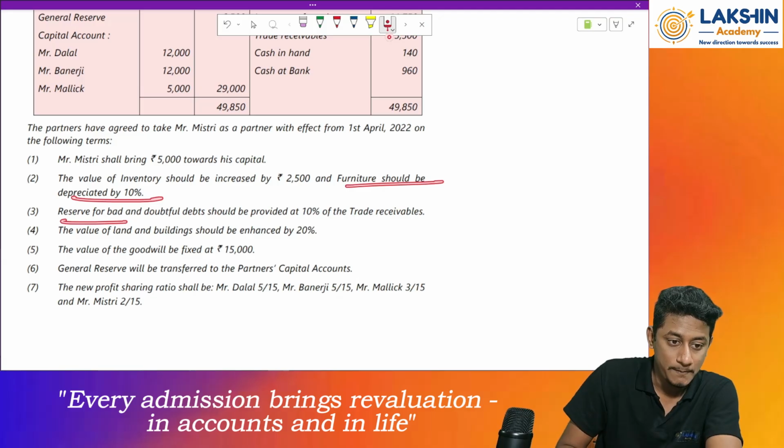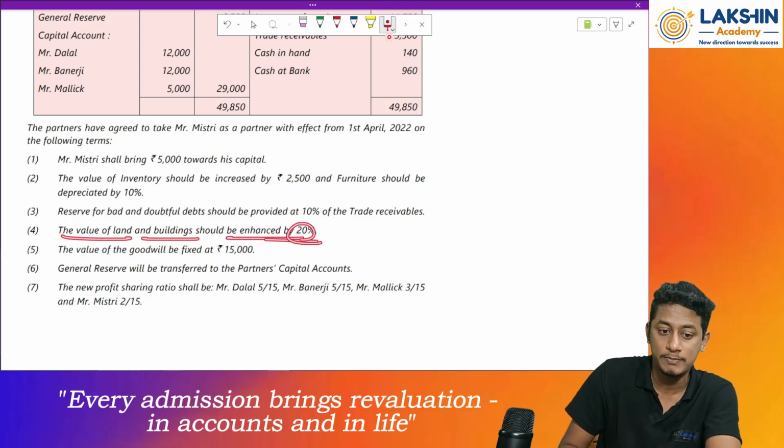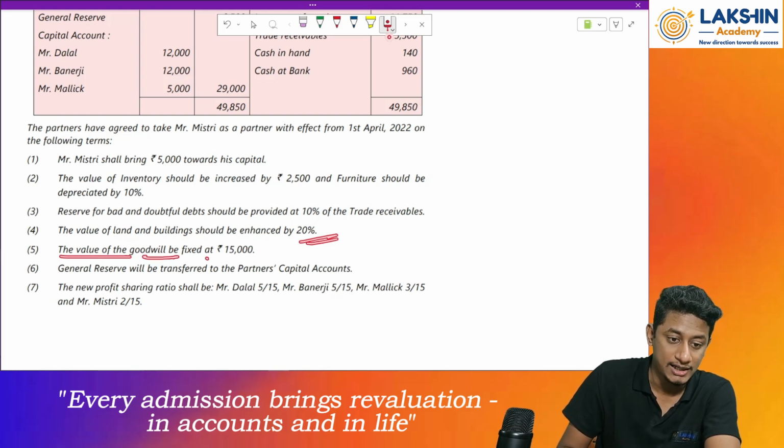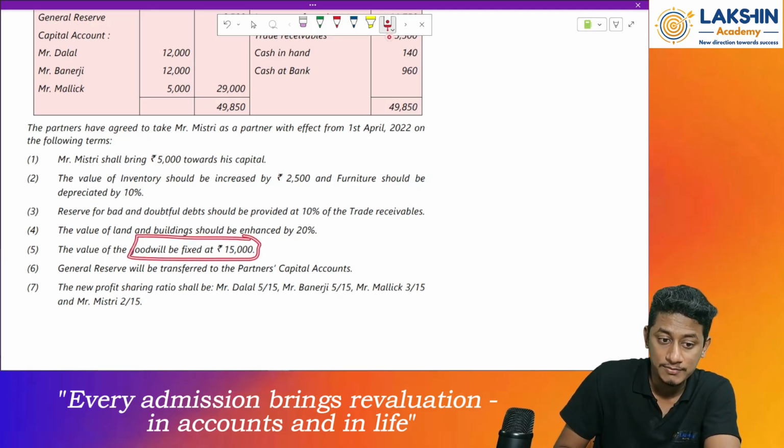Reserves for bad and doubtful debts should be provided at 10% of trade receivables. Then the value of land and building should be enhanced by 20%. Then the value of goodwill is to be fixed at 15,000. This is not his share of goodwill, but it is the firm's goodwill, rupees 15,000.